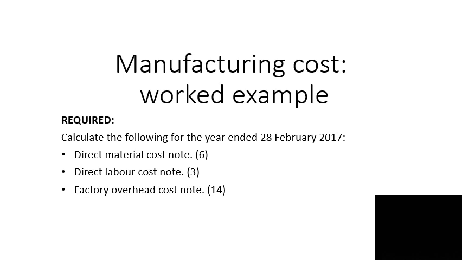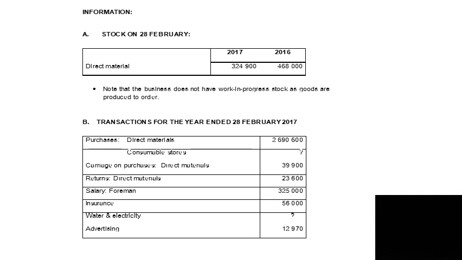Now let's check how to work out a question involving the three notes: note 1, note 2, and note 3. Our question says you are required to calculate the following for the year ended 28 February 2017: direct material cost note, direct labor cost note, factory overhead cost note. Let us check the information.